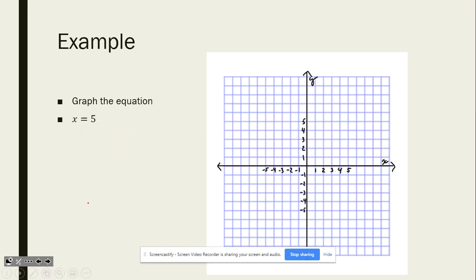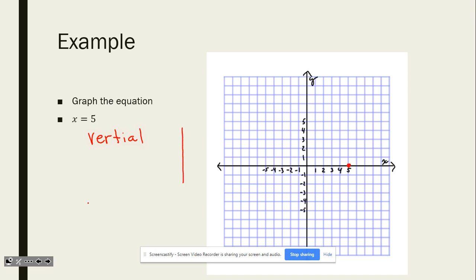Here's an example for you to try. Pause the video at this point to give yourself a chance to try it on your own. The equation x equals 5 suggests this line will be a vertical line. We want to find 5 on the x-axis, which is right here as I put the point on the graph.